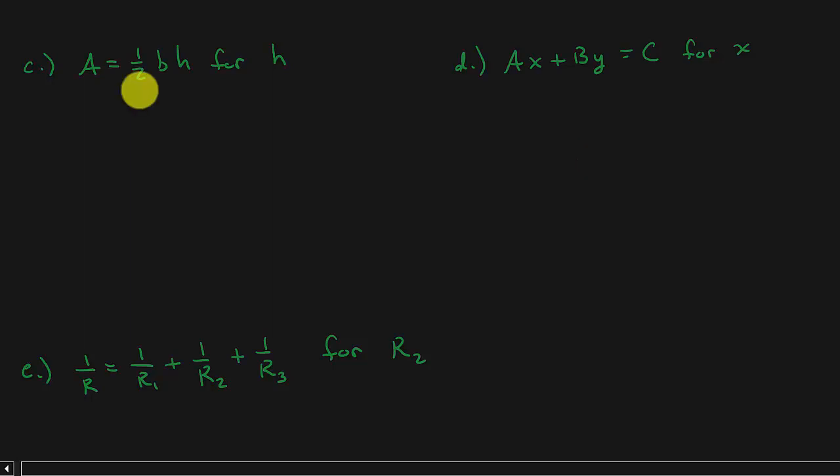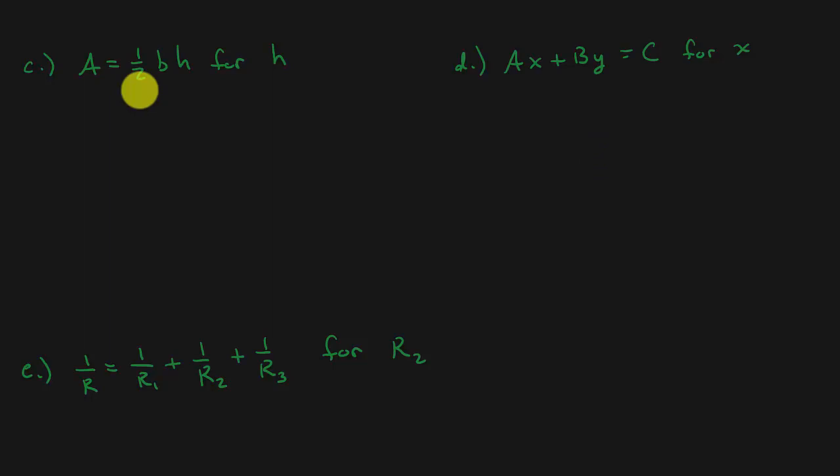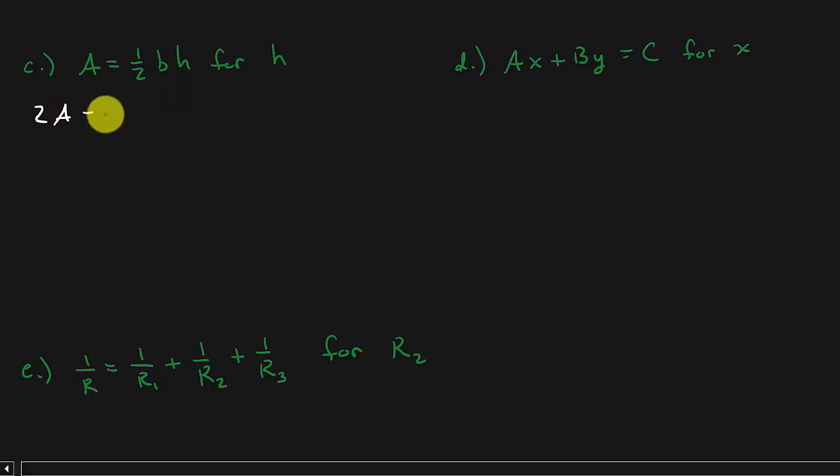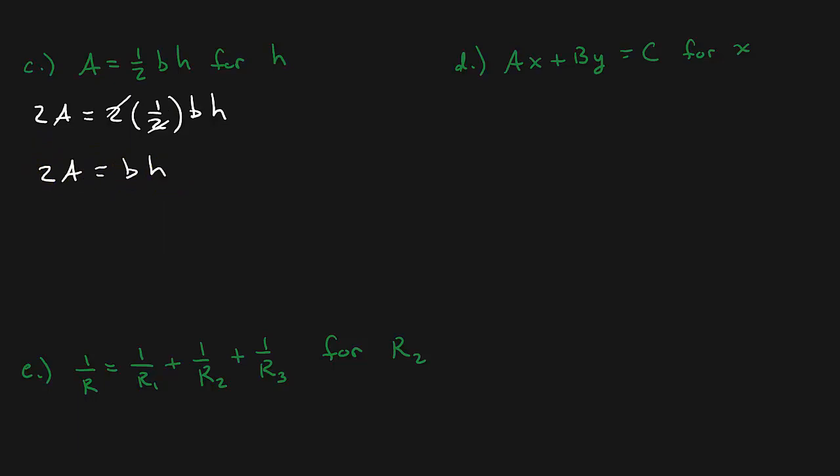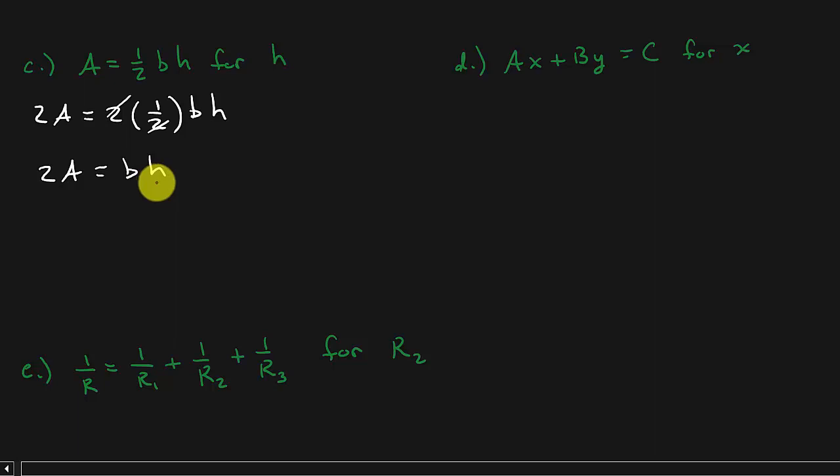All right, so let's look at this one. We want to solve for h. So we want to get h by itself. So first, let's get rid of the fraction. Let's get rid of the 1/2. So I'm going to multiply everything by the common denominator, which is 2. And you can see the 2's cancel. So I'm left with 2a equals b times h. Now, I got to get h by itself. I have b times h, so I'm going to divide both sides by b. The b's cancel, so I'm left with h equals 2a over b.